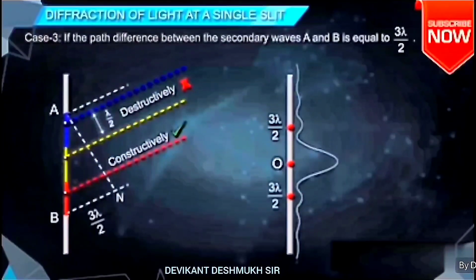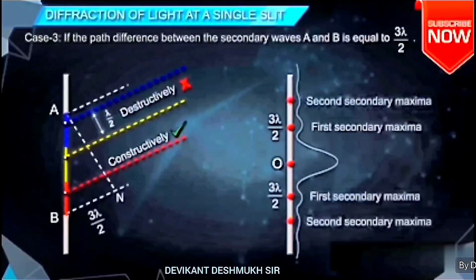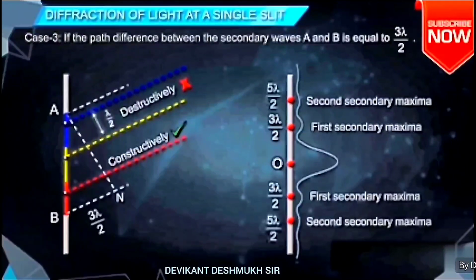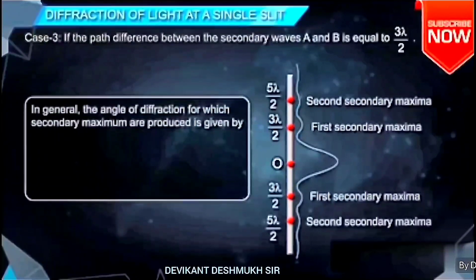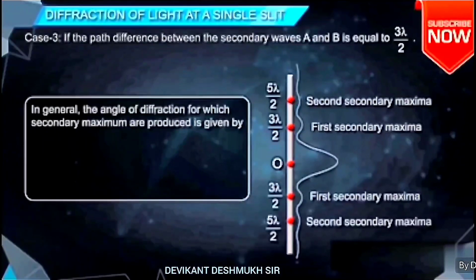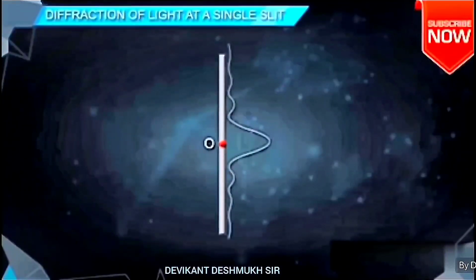Similarly, the second secondary maxima will be obtained for the path difference of 5 lambda by 2. In general, the angle of diffraction for which secondary maxima are obtained is given by a sin theta n is equal to (2n plus 1) lambda by 2, where n is equal to 1, 2, 3, 4 and so on.